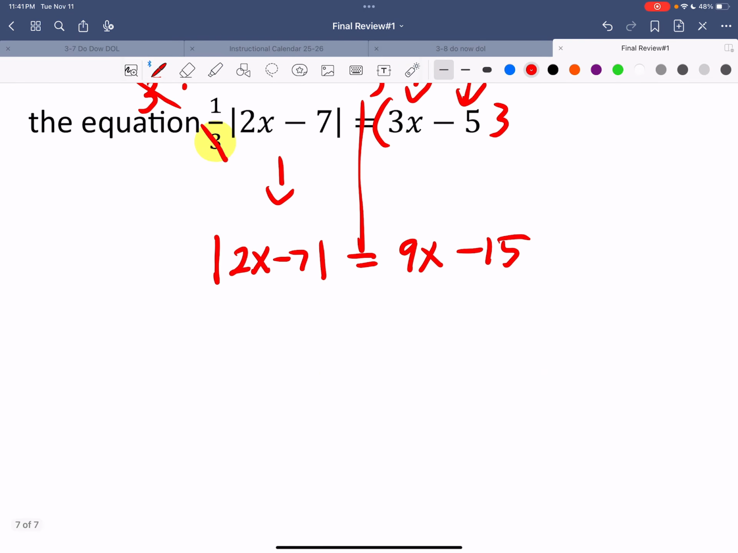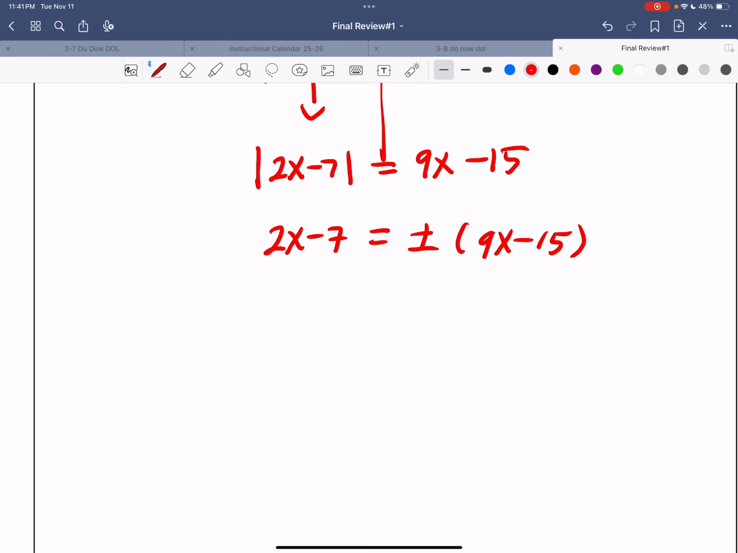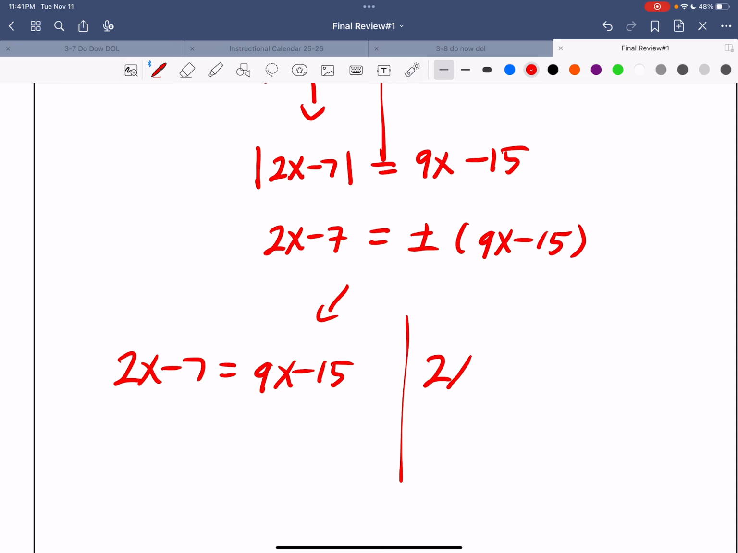And if you get rid of this absolute value, you get positive negative 9x minus 15. So because of positive negative, you have two of them. You get 2x minus 7 equals 9x minus 15. Another one is going to be 2x minus 7. Now, we already dealt with the positive. Now I'm going to do the negative.